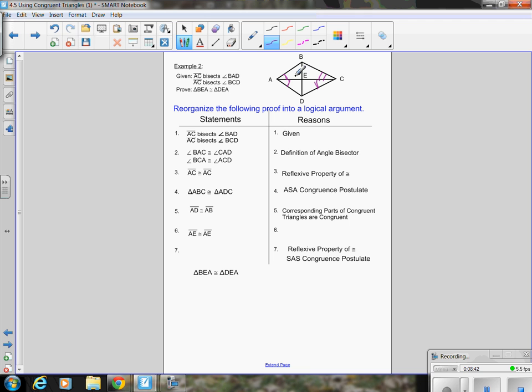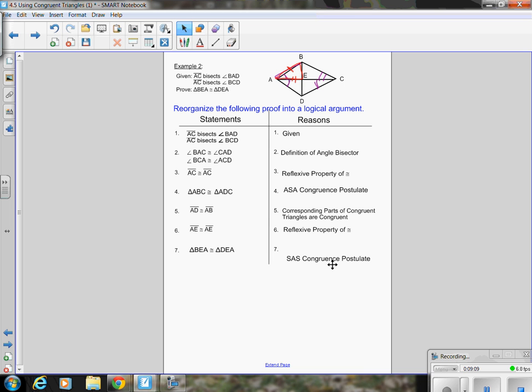And now on this, I'm trying to show this triangle is congruent to this one. I have one angle. I just showed AB is congruent to AD. The last step I'm going to show is AE is congruent to itself. So I have a side angle side. Side angle side means these triangles are congruent. AE is congruent to itself by reflexive property. That's congruent by side angle side.